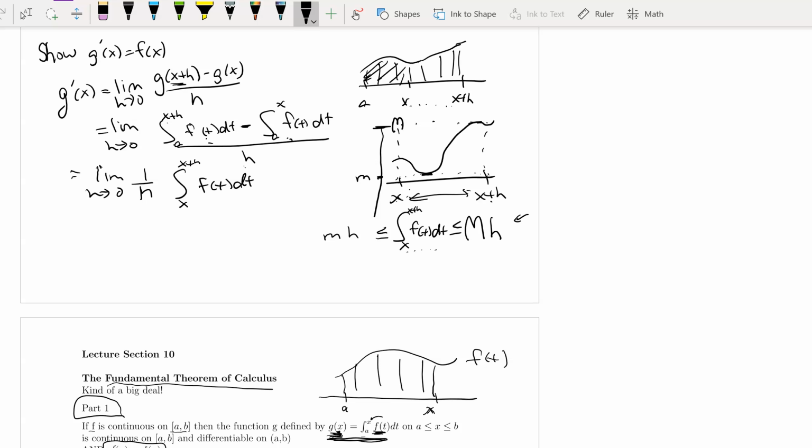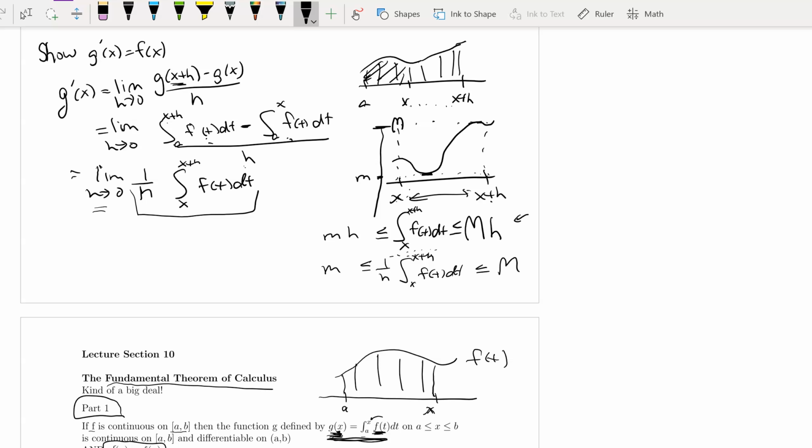I think this looks very similar to when we did the squeeze theorem, isn't it? When we had something in the middle and we wanted to find the limit of, look at that. We do have something in the middle we want to find the limit of. So remember, we want to build this function in the middle. So I see that I've got h on both sides, so let's divide everywhere by h. So we get the integral of f of t dt over h, and that's less than or equal to capital M.